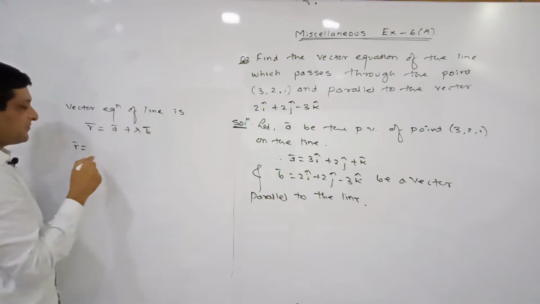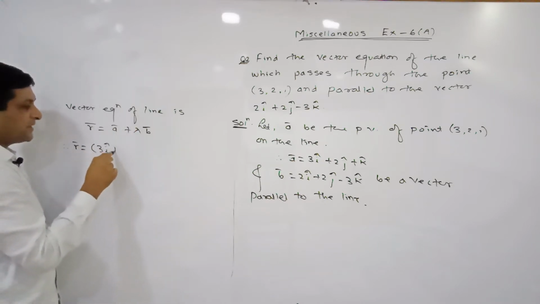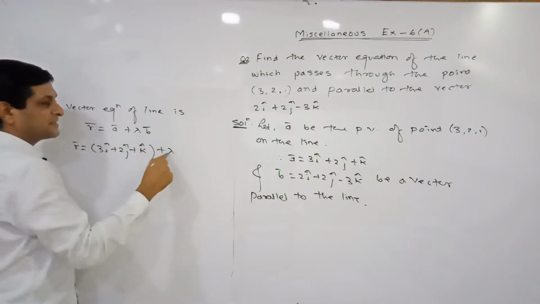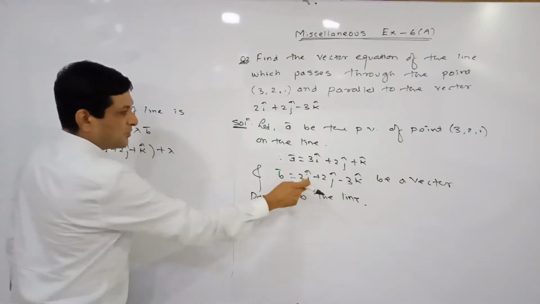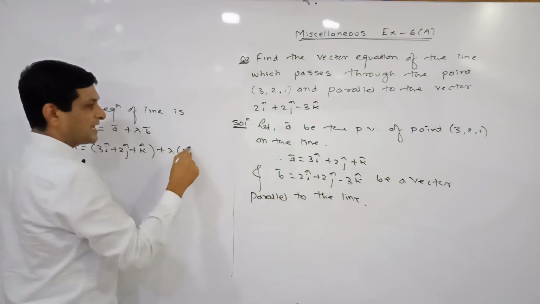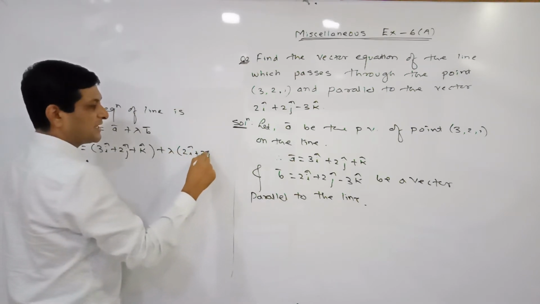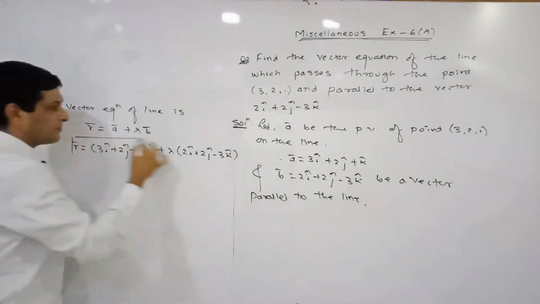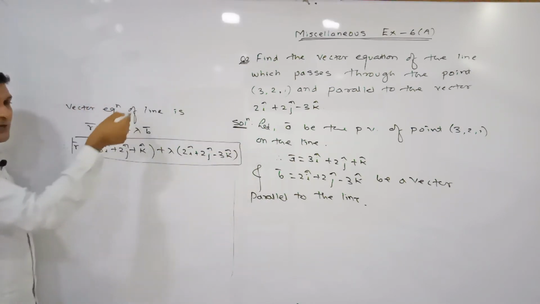And you will get the required equation of line. So what is the value of a bar here? 3i cap plus 2j cap plus k cap. Keep this lambda as it is, replace b bar by its value, where the value of b bar is equal to 2i cap plus 2j cap minus 3k cap. In this way we have got our required vector equation of a line.